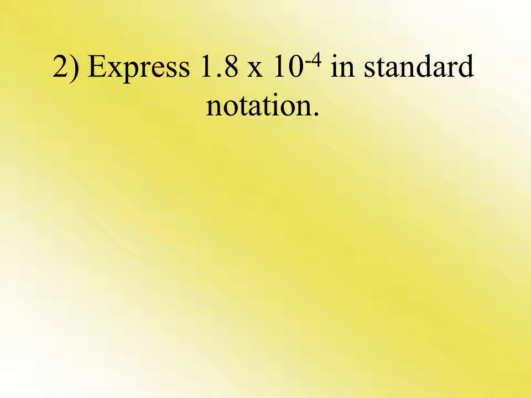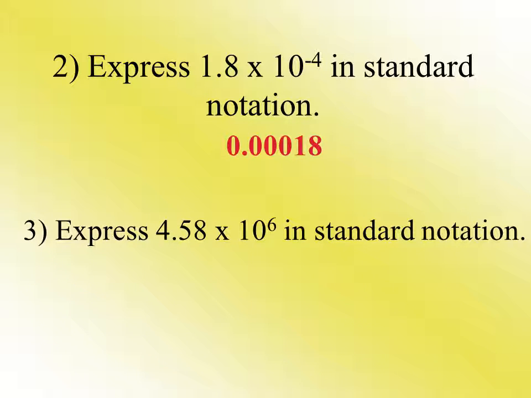Example, if we want to express 1.8 times 10 to the negative 4th in standard notation, since the exponent is negative, you move your decimal point 4 spaces to the left. So your answer should be 0.00018.